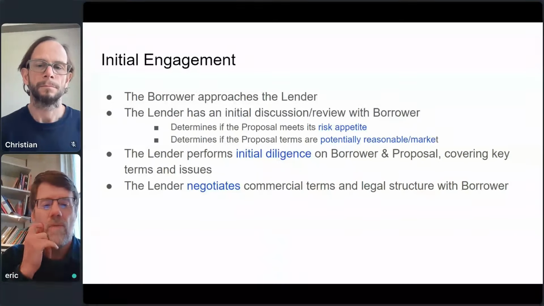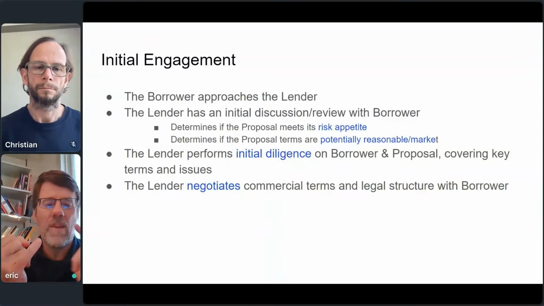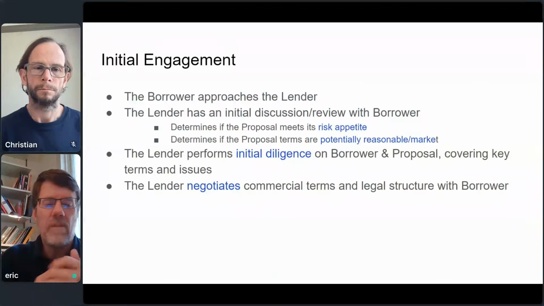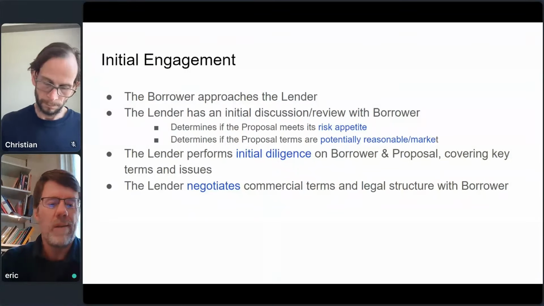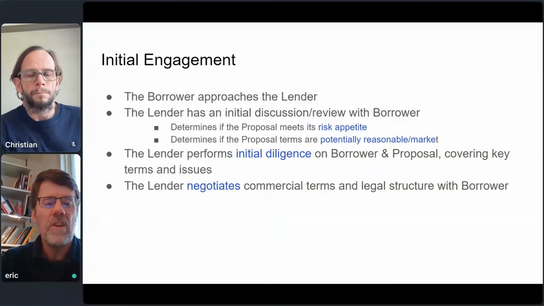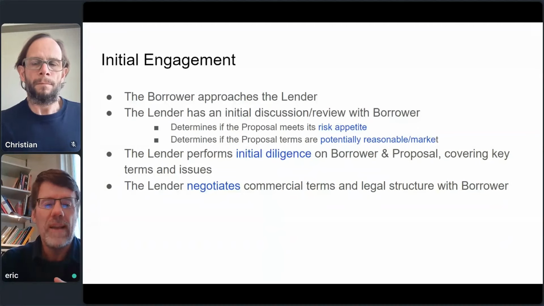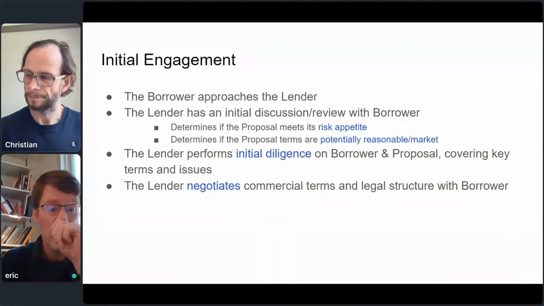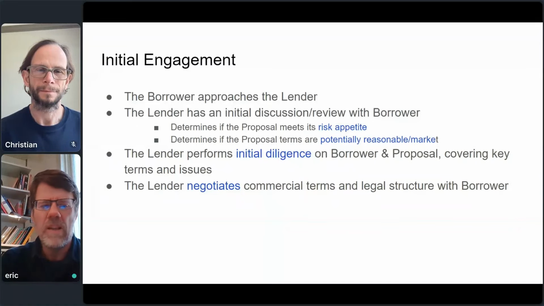Then, assuming the lender says this is in my risk appetite, and the borrower is asking for terms that seem reasonable enough ballpark, the lender will do some initial diligence on the borrower and the proposal, looking at the key issues, key risks and terms. Then the lender will negotiate the key commercial terms and legal structure. This is going to go into a term sheet, which, again, is signed by both parties, but it's more just an indication of serious interest.